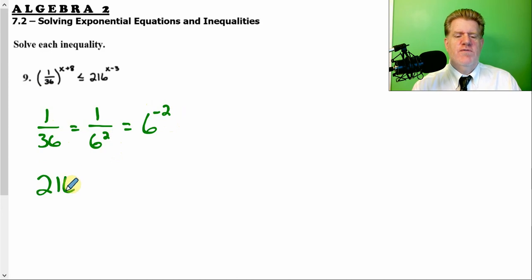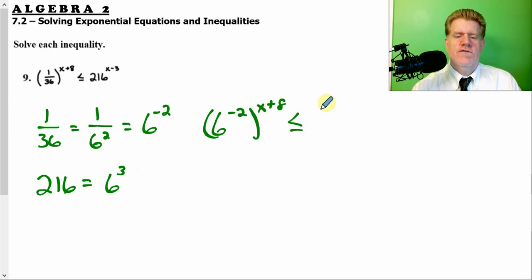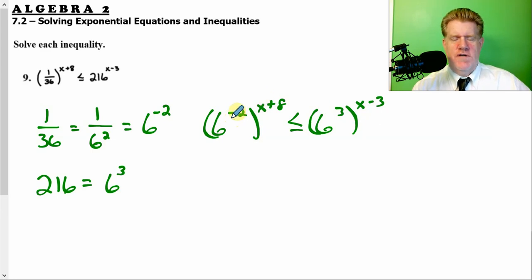Well, if I'm using 6, you can probably guess that 6 has got to be my base. Well, 36 times 6 is 216. So it is 6 to the third. And again, if you're not sure, you can go ahead and figure that out. Okay. But here's what I got now. 6 to the negative second, x plus 8, less than or equal to 6 cubed, x minus 3. So it's the same procedure. Since I have the same base, I'm good. If I take an exponent and I raise it to another exponent, I multiply those exponents. So negative 2x minus 16.